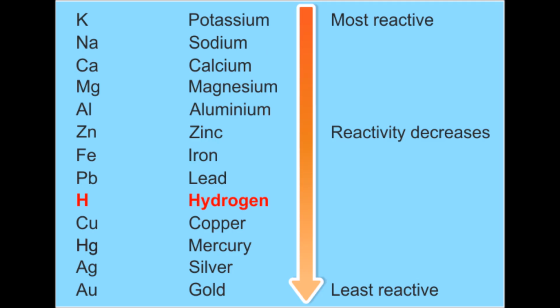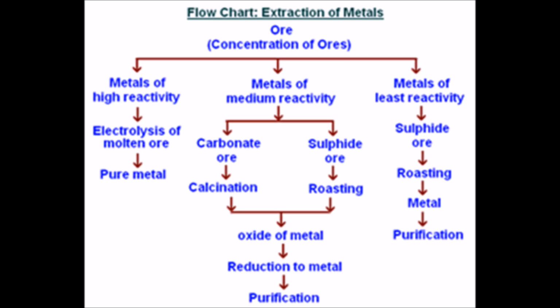The metals in the middle of the activity series, zinc, lead, iron, etc., are moderately reactive. They are found in the Earth's crust mainly as oxides, sulfides or carbonates. You will find the ores of many metals as oxides. This is because oxygen is a very reactive element and is very abundantly present on the Earth.